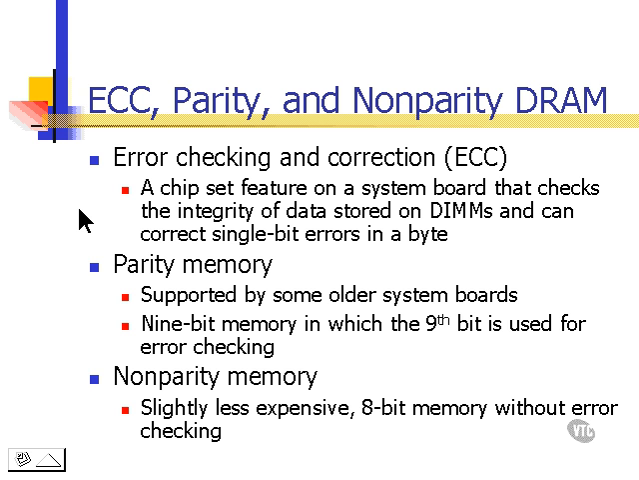A byte of data contains 8 bits, and parity memory is another way supported by some older system boards in which a 9th bit was added and it was used for error checking. Then we also have non-parity memory. Most memory that we buy is either going to be ECC or non-parity memory. It's slightly less expensive and it doesn't have error checking.